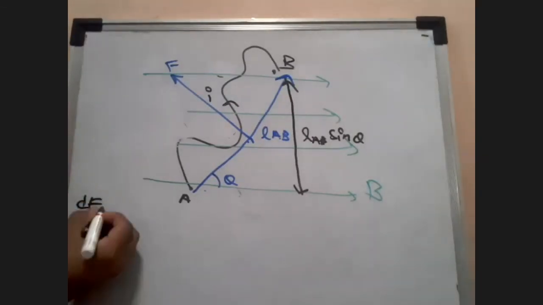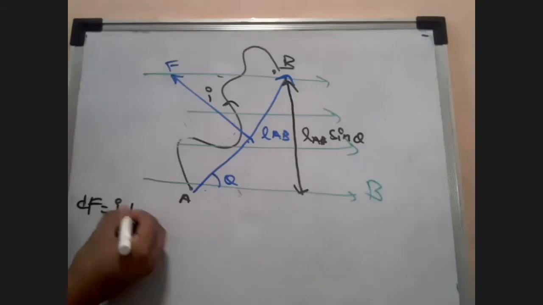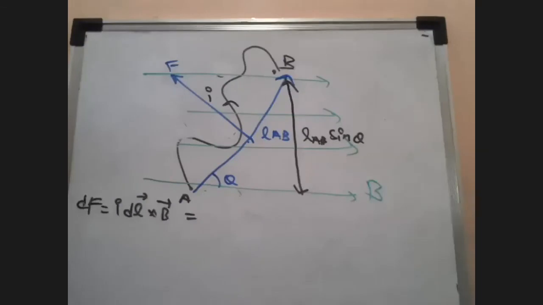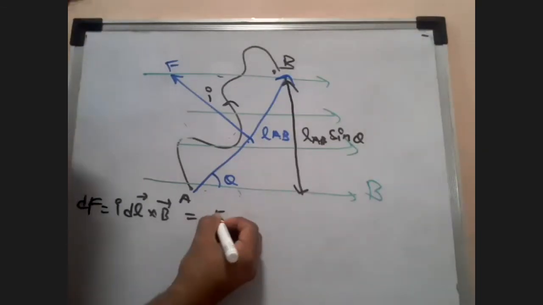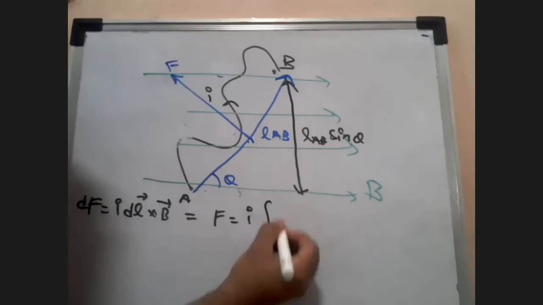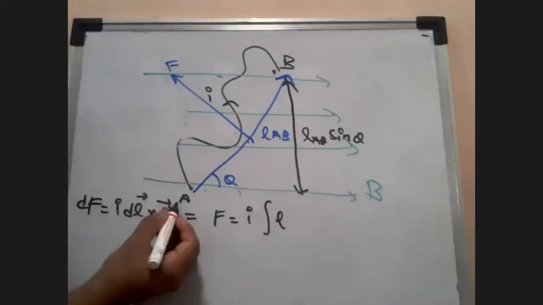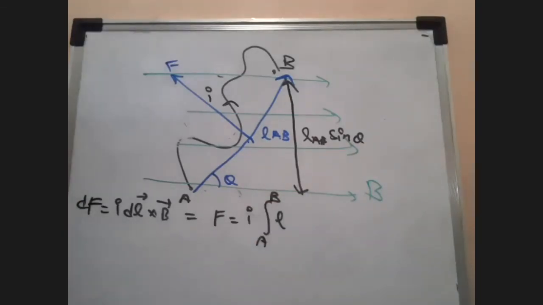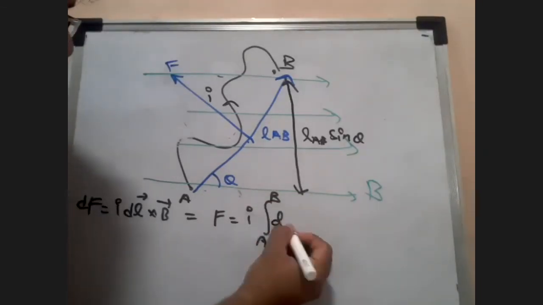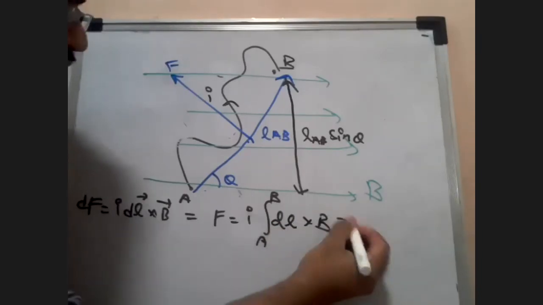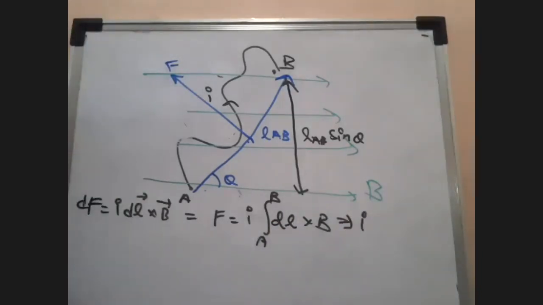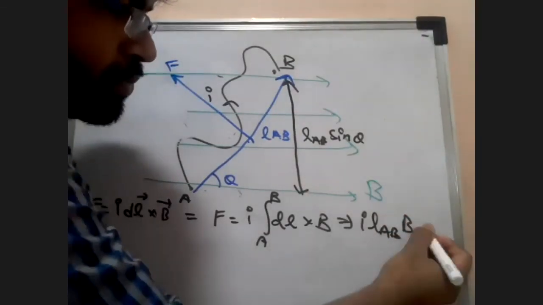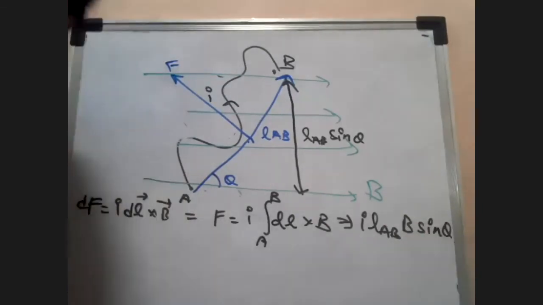So what we are going to get is, suppose dF is equal to I dL cross B. On integration, I will get F is equal to what? I times the integration of the length vector from which point to which point? A to B is my limits. Then dL cross B will give me I L_AB cross B, L_AB sine theta. This is what I will get.